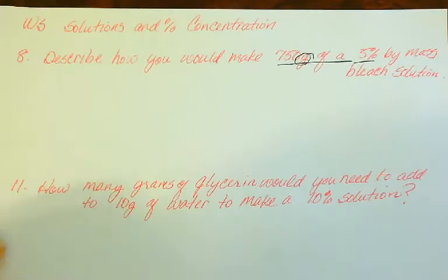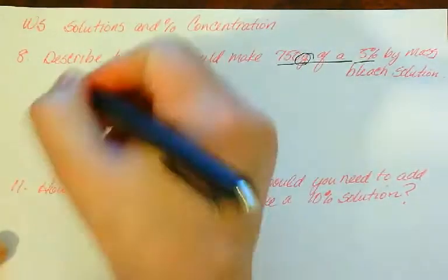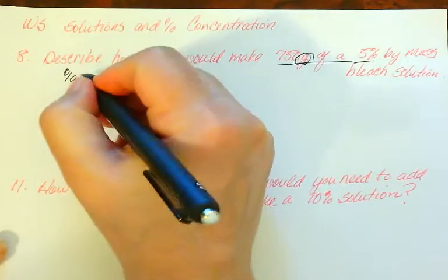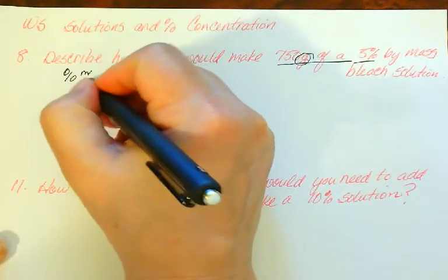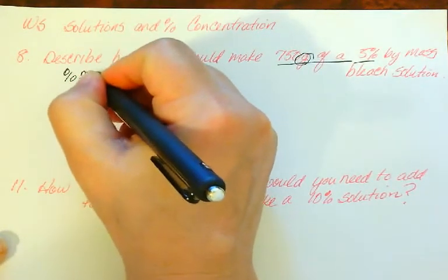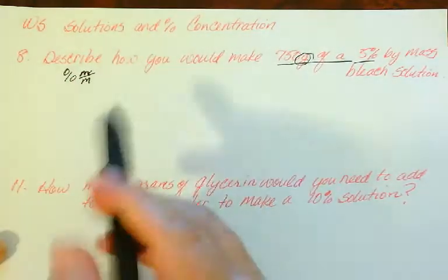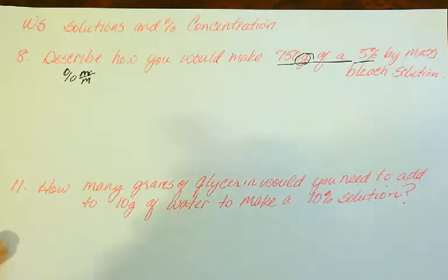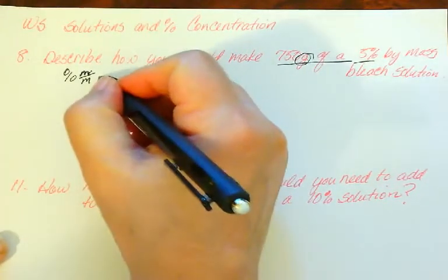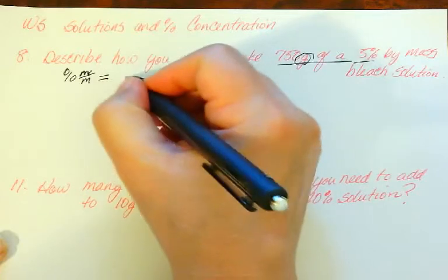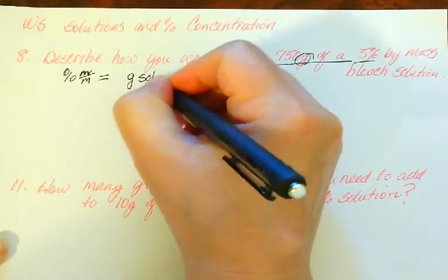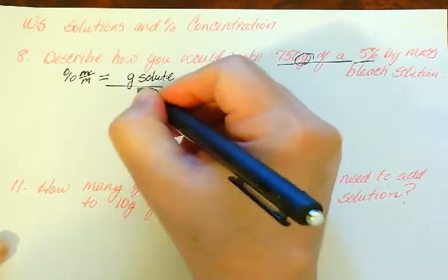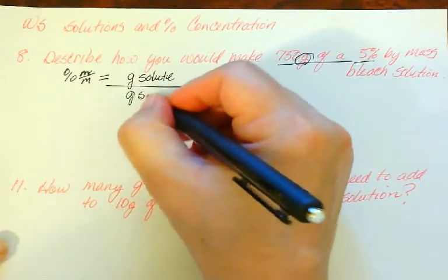So what is our equation for solving? Percent mass divided by percent mass. Because we could have a percent by volume, and instead of putting the mass in grams, I would put volume quantities. So this system works for both mass and for volume. In this case, it is equal to the number of grams of solute divided by the total grams of solution.